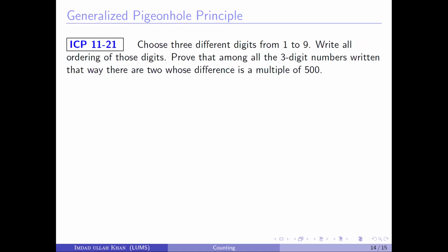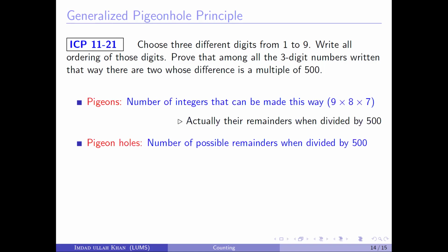Choose three different digits from 1 to 9. Write all orderings of those digits. Prove that among all the three-digit numbers written that way, there are two whose difference is a multiple of 500. So the number of integers that could be chosen over here are 9 times 8 times 7. So this number is 504.